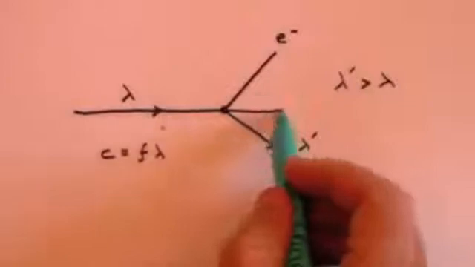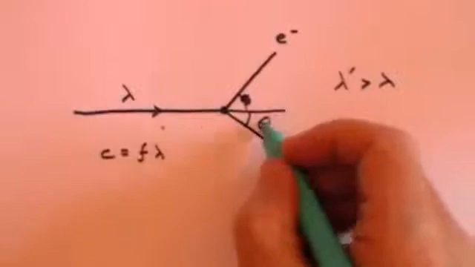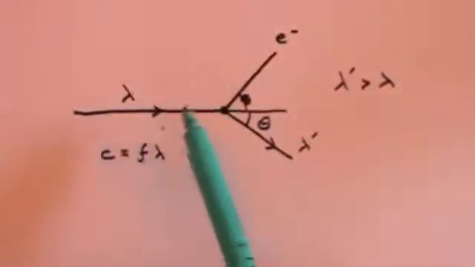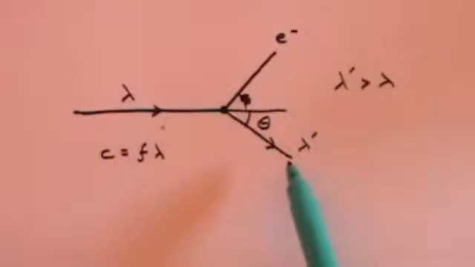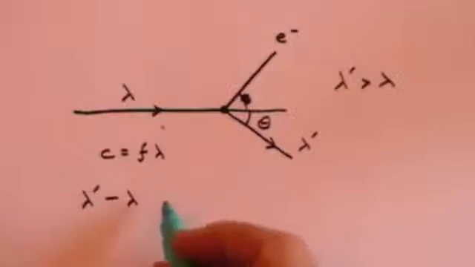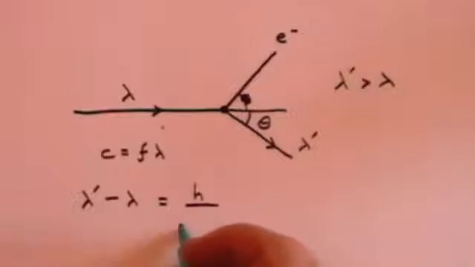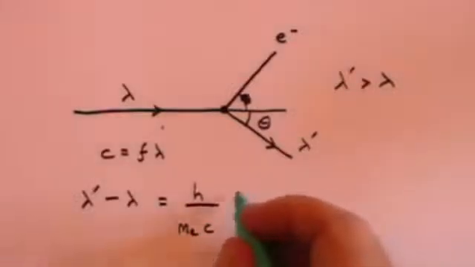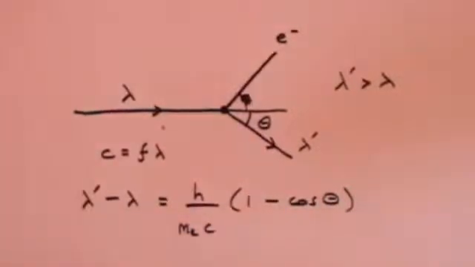The angle here is theta. That is the angle between, as it were, the direction of the incident photon and the direction of the emerging photon. And the formula that we're hoping to derive is that lambda prime minus lambda is equal to h, Planck's constant, divided by the mass of an electron times the speed of light, all into 1 minus the cosine of theta. That's the end point that we are aiming to get to.